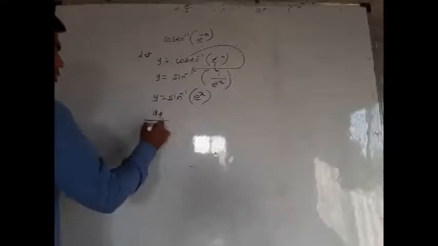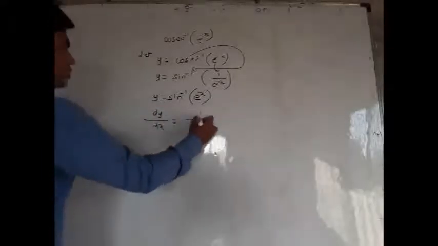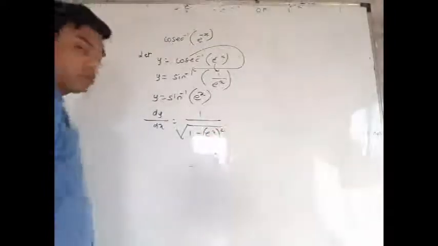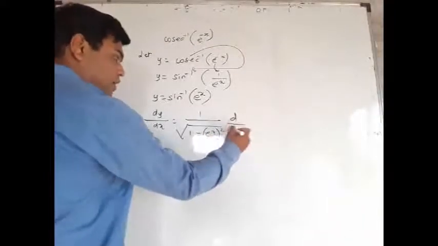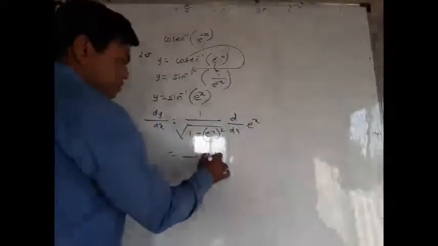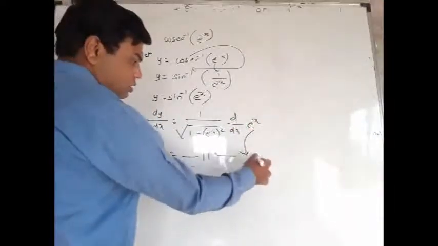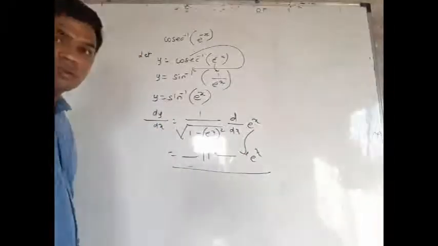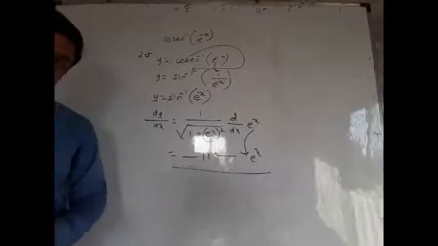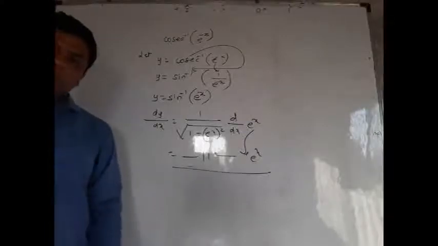We are going to differentiate. dy by dx is sine inverse of x, 1 upon under root of 1 minus (e raised to x) whole bracket square, into d dx of e raised to x. And next step, this is your answer. And what is e raised to x related to? This is all about the derivative of some inverse functions.